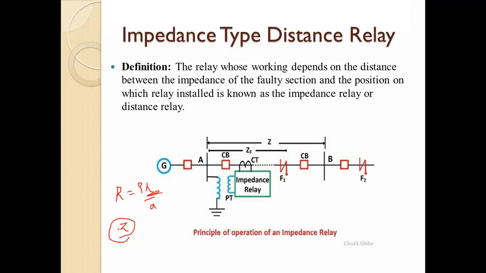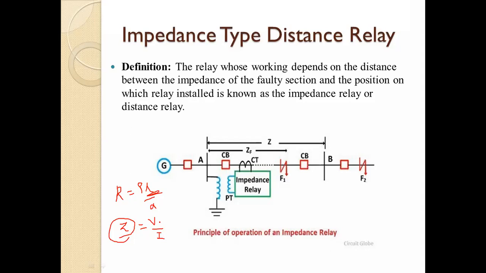So this impedance relay is frequently used for the protection of transmission lines, and when we see it practically, that is also an impedance relay. Now, how is it actually working? Because here Z is equal to V divided by I.